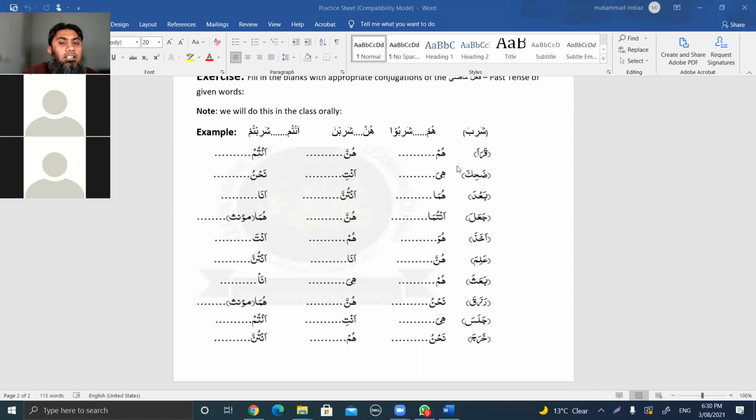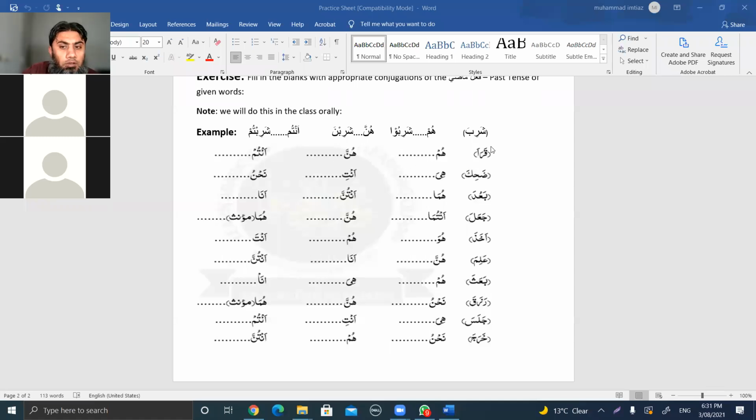And secondly, you need to randomly tell me, if it is hum, what number is hum in the chart? Hum is number 3 in the chart in the first line. So qara'a, qara'a, qara'u. So hum, qara'u. Hunna is number 6 in the chart. Hunna qara'na. And antum. Antum is number 9 in the chart. All of you. So qara'tum.